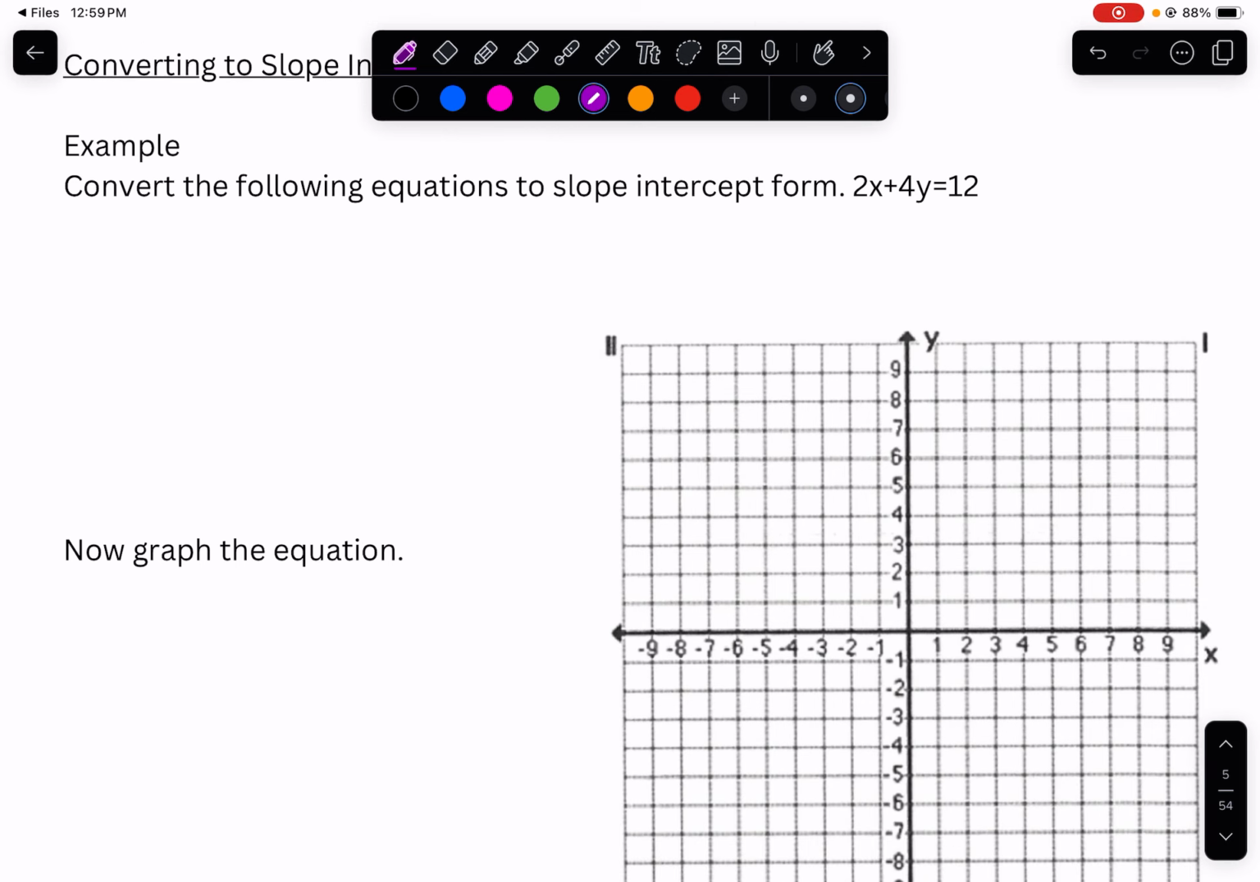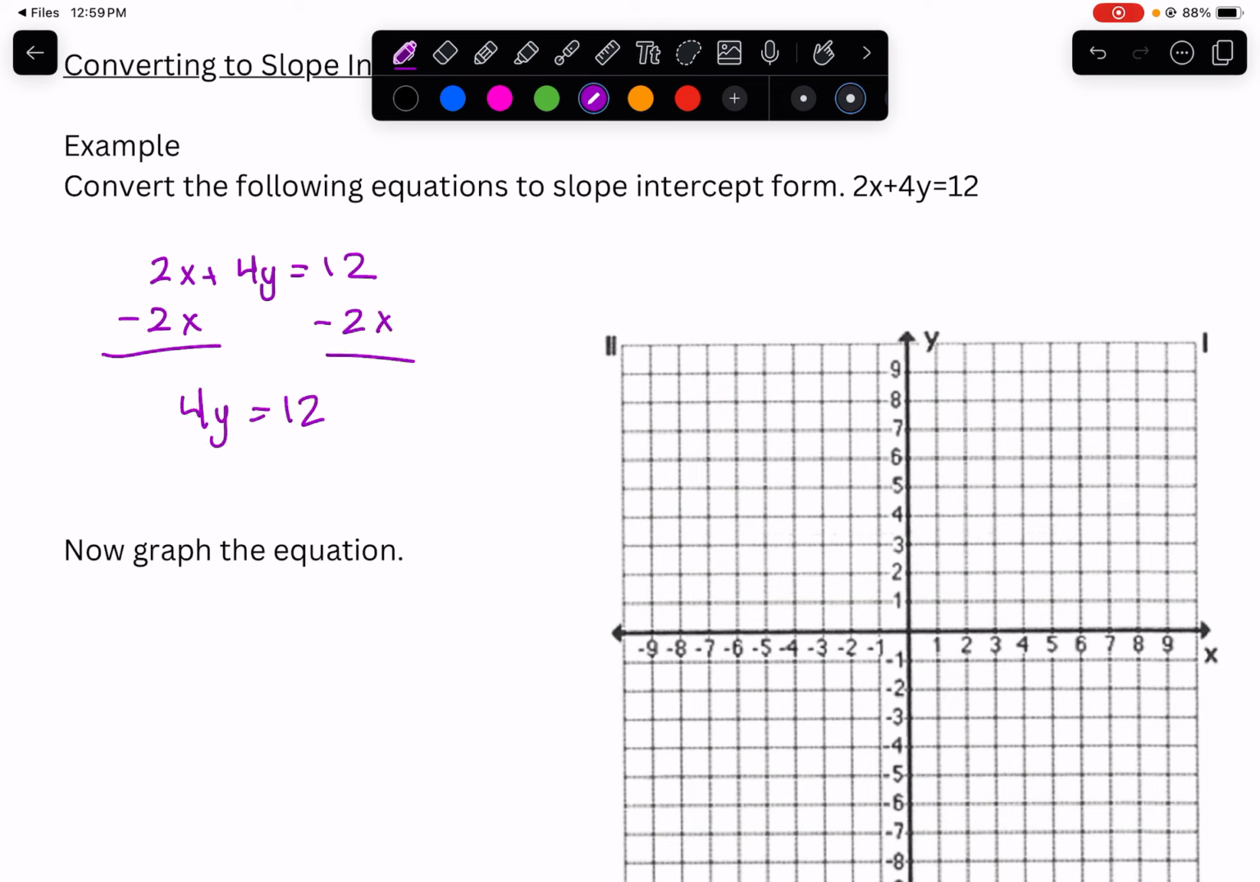Right, so again, if we're converting to slope-intercept form, that is always going to be your first step. So we have to get the y by itself. So we have 4y is equal to 12 minus 2x. Divide by 4. Now when you divide, sometimes it's not going to end up being a completely nice number.